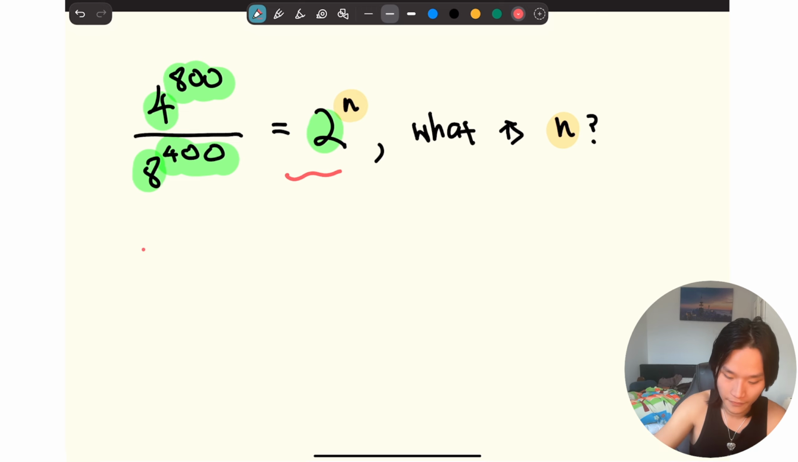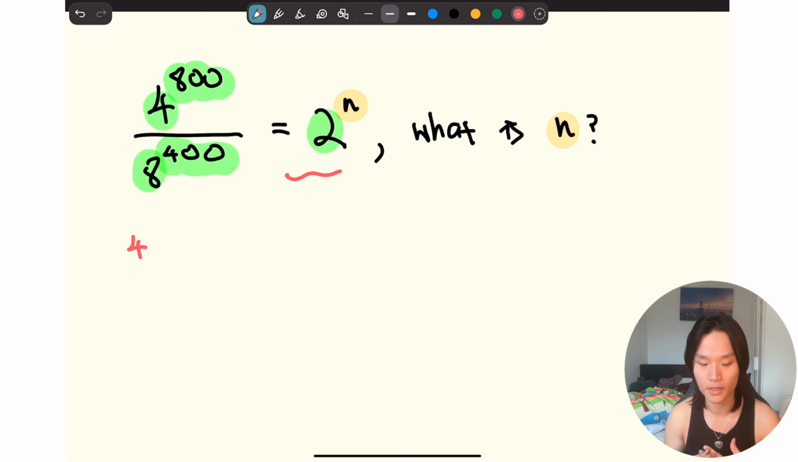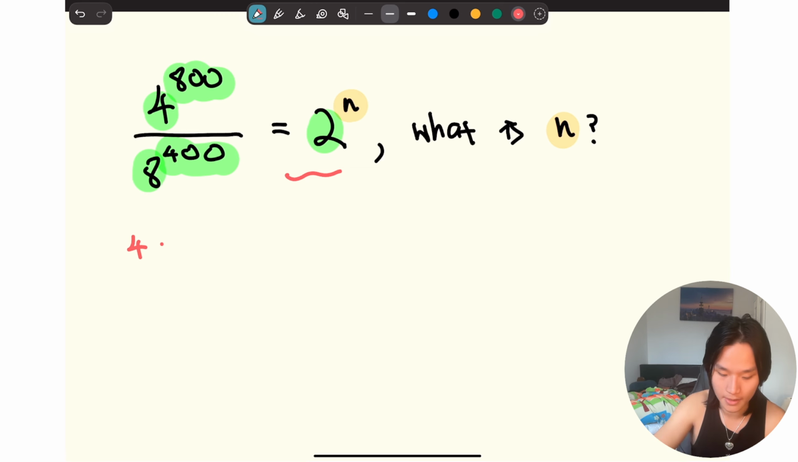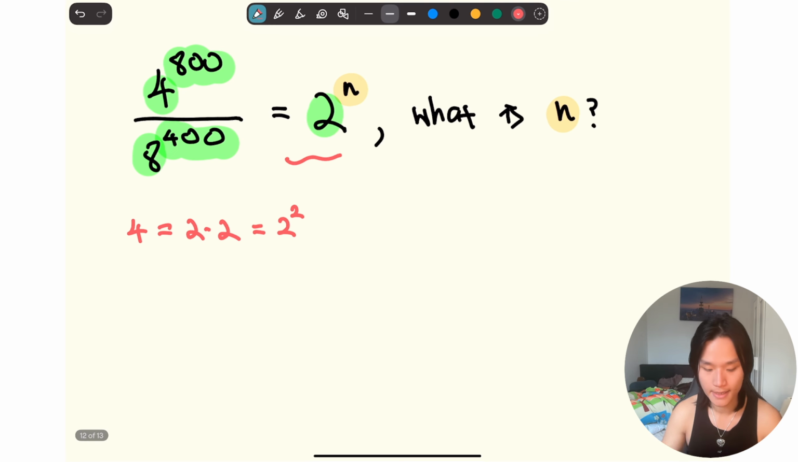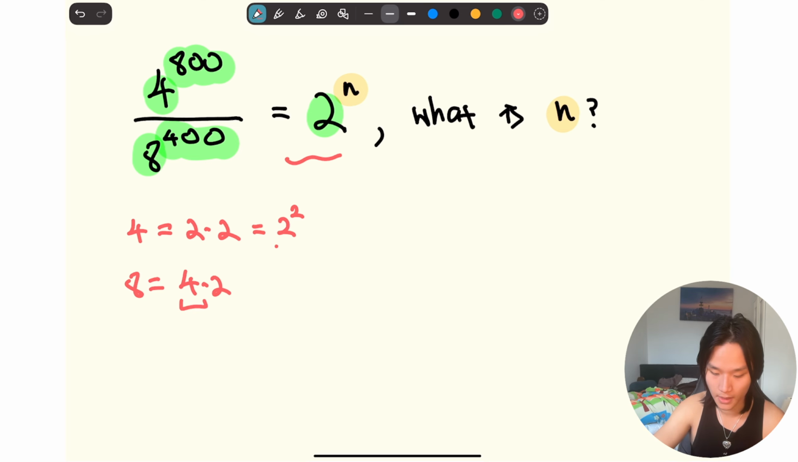We have 4, right? What is 4 in terms of powers of 2? We can write it as 2 times 2. That is 2 squared, and one way of writing 2 times 2 is to write 2 raised to the power of 2. So let's do the same for 8. 8 is just what? It's 4 times 2, but we know 4 is 2 raised to the power of 2, so we can write 2 raised to the power of 2, times 2.